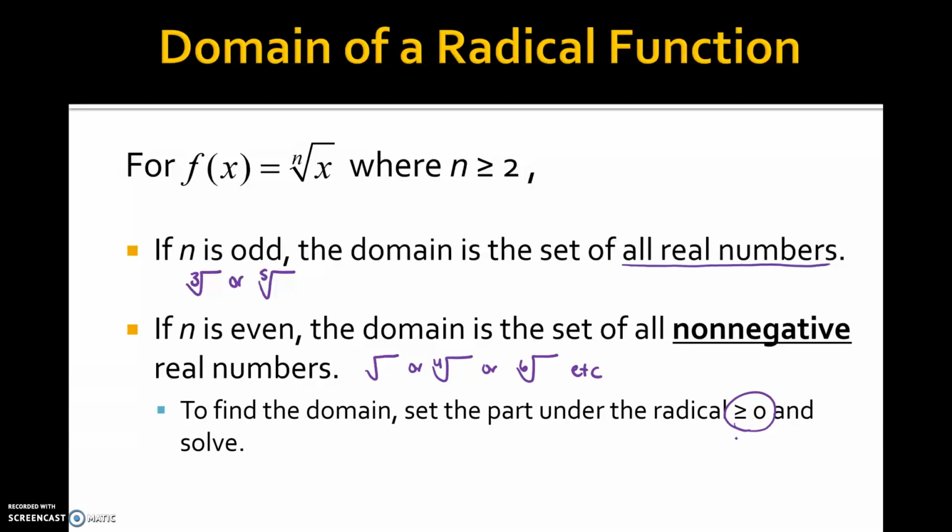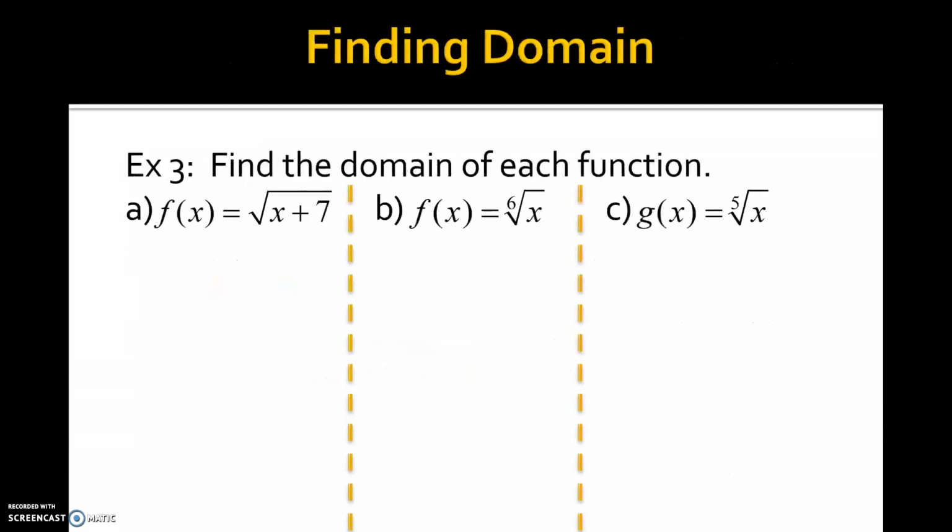and then solve. So first, I want you to look at these three examples and look at, do any of these have an odd index? C has an odd index, the fifth root of x. With an odd index, your domain is all real numbers. You can put anything into that function. So when you're doing these problems and it asks you for the domain of the function, look at the index. If it's odd, you can write all real numbers.